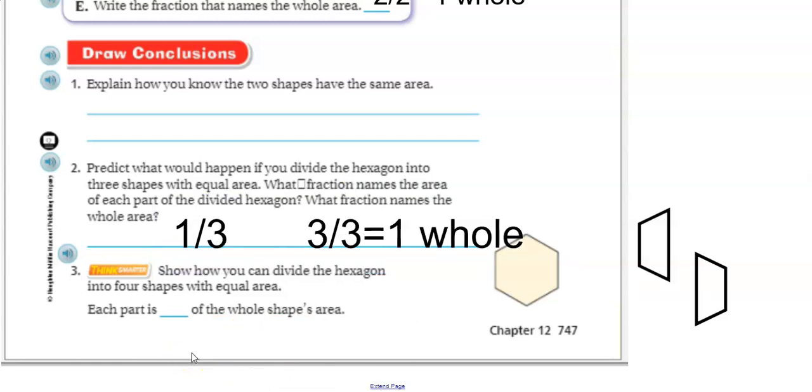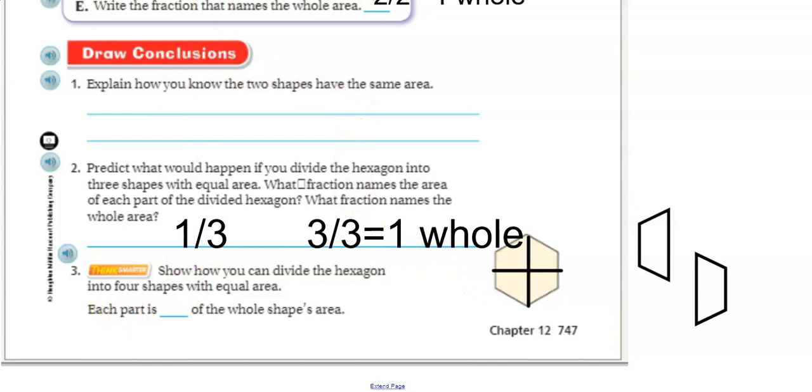Show how you can divide the hexagon into 4 shapes with equal area. So you could do that. Hopefully you're doing this as I'm doing it. You could take it, and if we divided it right here and right here, you should get, so right there's half, correct? Would you agree with that? And then if you went here and you went across, you should be able to see that this area is the same as this area, which is the same as this area, which is the same as this area. So you have 4 equal parts.